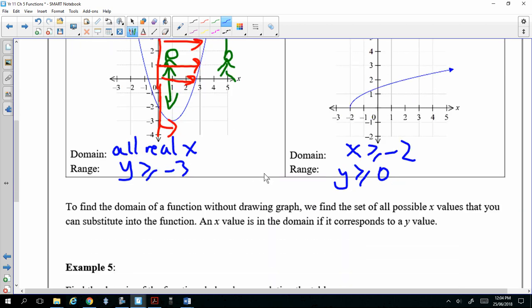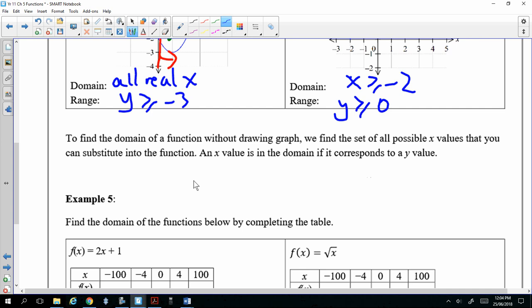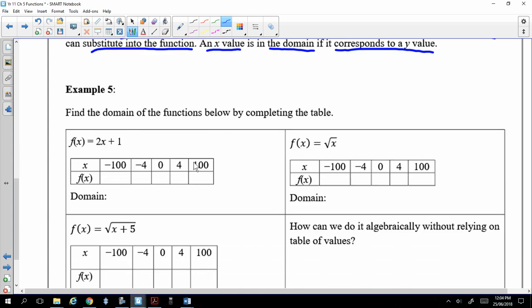The next question is, what if they don't give you a graph, they give you a formula? So let's do an investigation. To find the domain of a function without drawing the graph, we need to find the set of all possible x values that you can substitute into the function. An x value is in the domain if it corresponds to a y value. Okay, let's look at example 5. Find the domain of the functions below by completing the table of values.